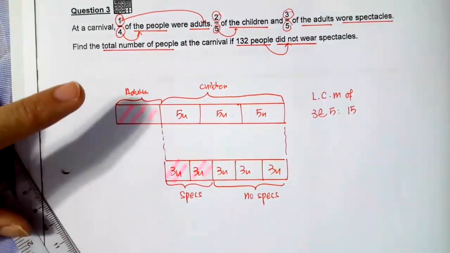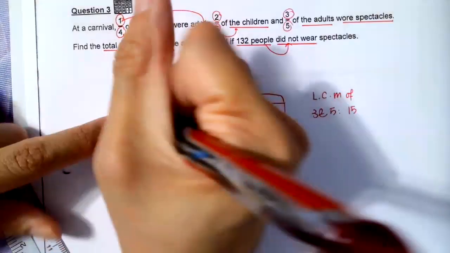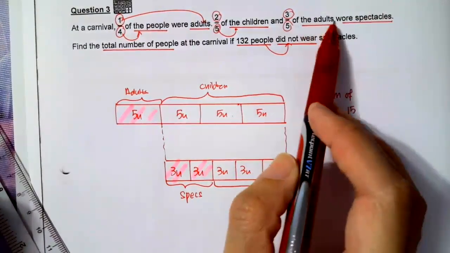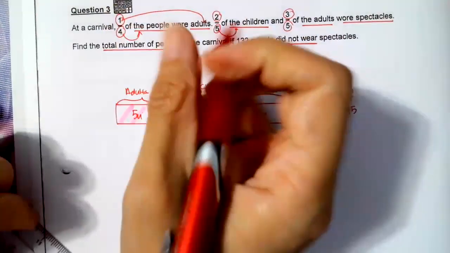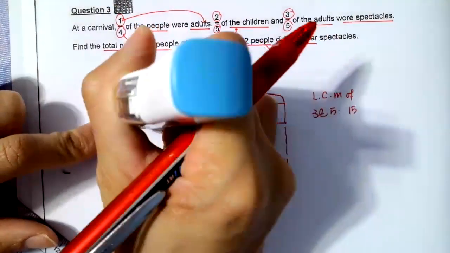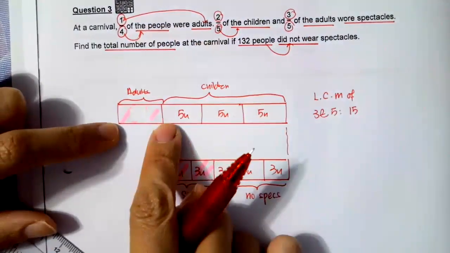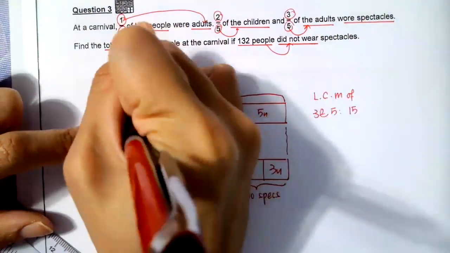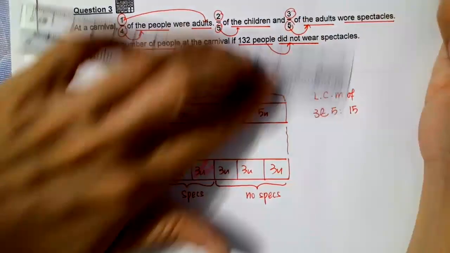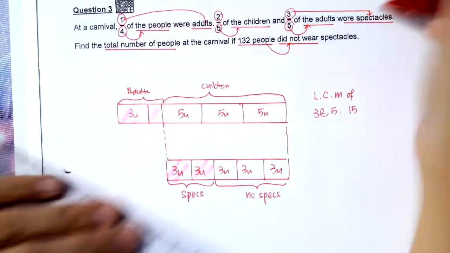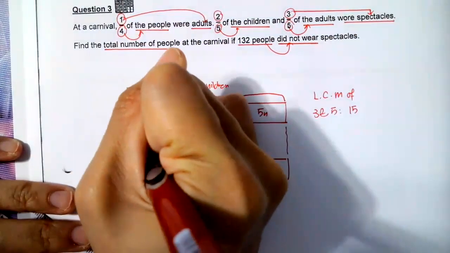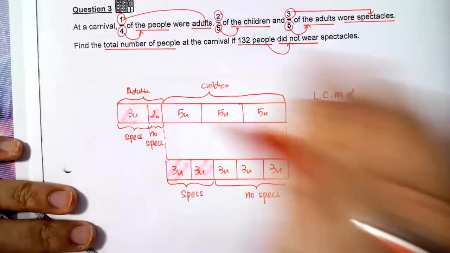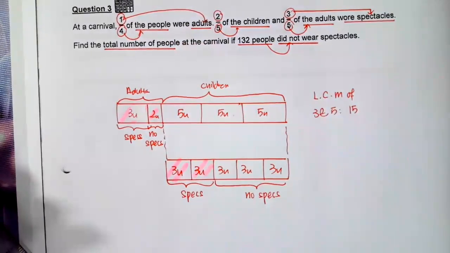Then I can look at my adults. So if these are 5 units, this box also has to be 5 units. Okay. Next. They say 3/5 of the adults wore spectacles. So you can do it directly inside here. Adults is 5 units, so I can split it up into 3 units for the ones that wore spectacles. So this is the specs. That means the 2 units are the ones with no spectacles. Okay. So I'm done here with my model.